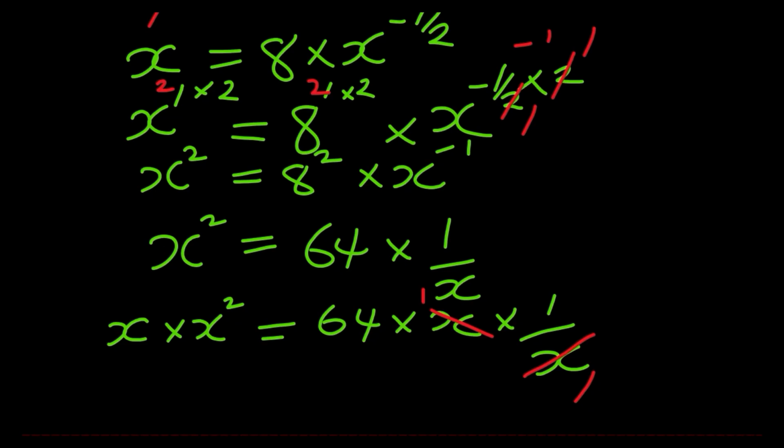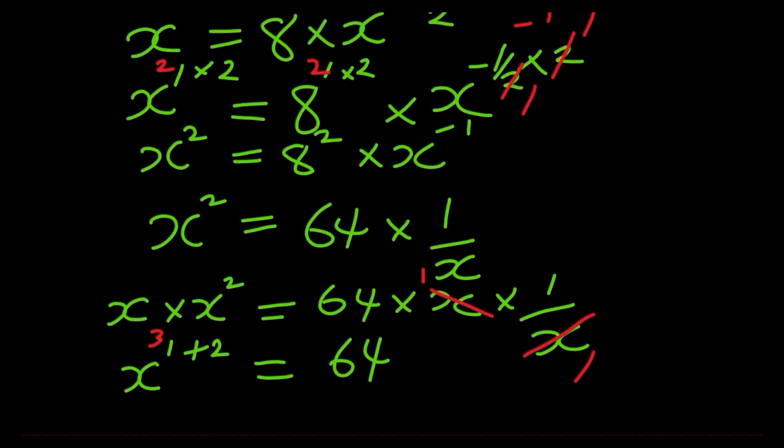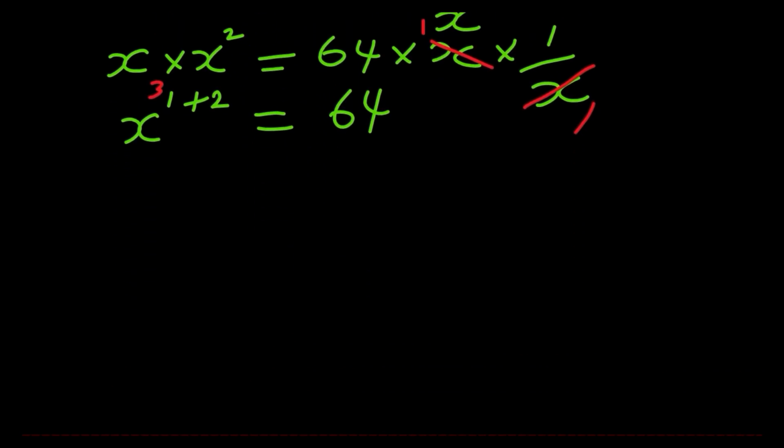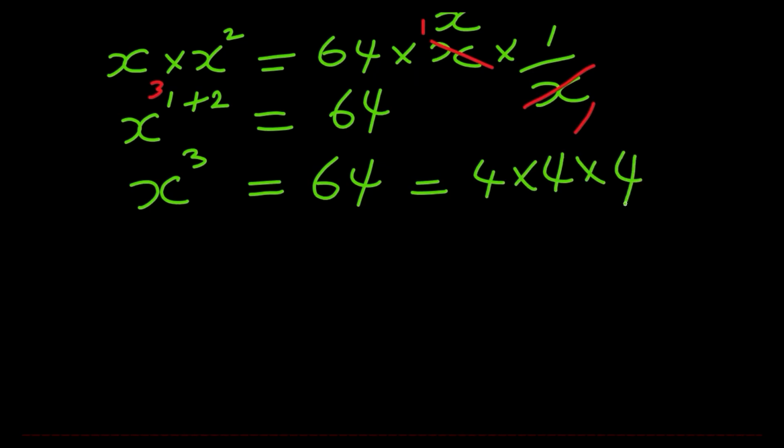x times x squared will give us x raised to the power 3, because x here is the same as x raised to the power 1 plus 2, which will give us 3, equal to 64. Now the expression is x raised to the power 3 is equal to 64. It's equal to 4 times 4 times 4. x raised to the power 3 is also equal to 4 raised to the power 3.